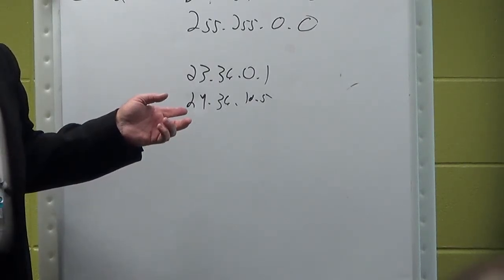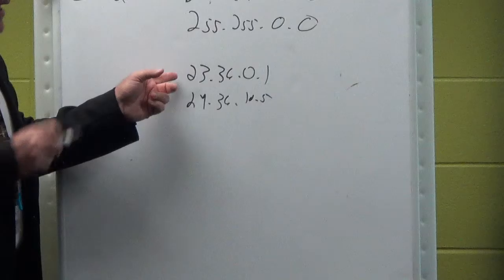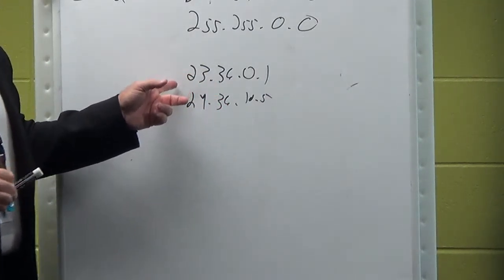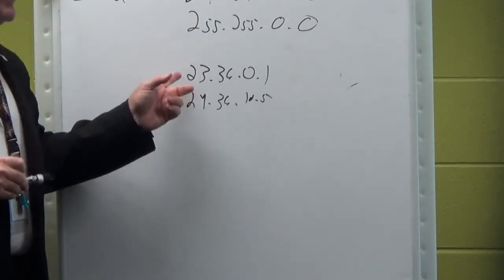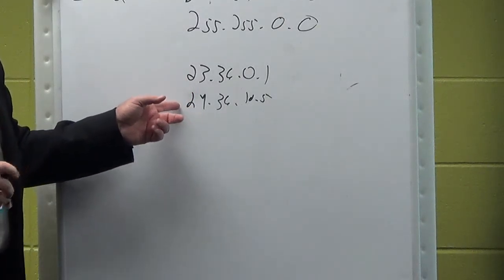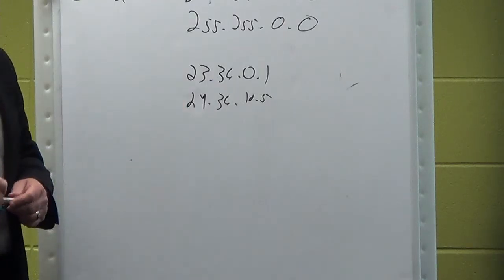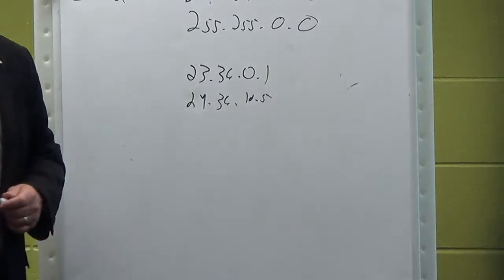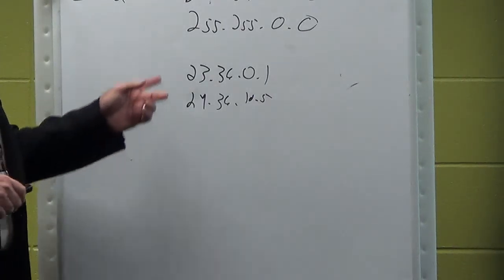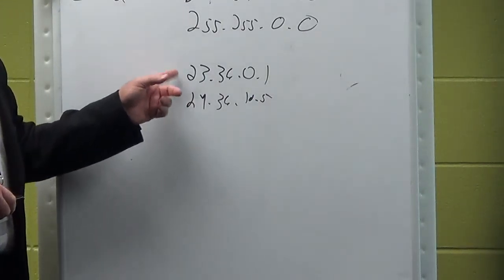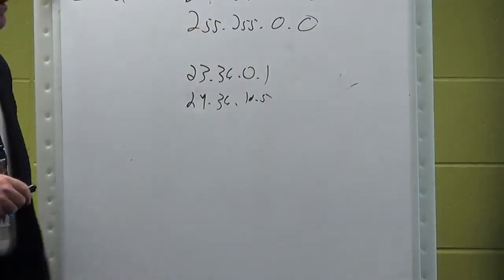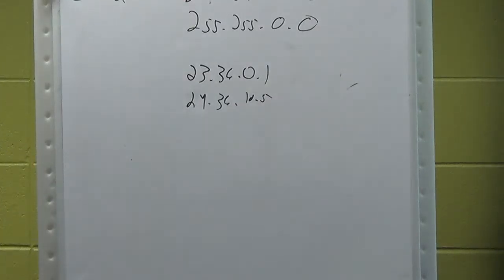HTTP thing. If, yes, the question was, if I wanted this device that's assigned an IP address of 23.36.0.1 to talk to a device with an address of 24.36.10.5, and if they both had the same subnet mask of 255.255.0.0, what is necessary for these two devices to talk? Gabe, one more time. What has to be in between them? A router. They're on different networks. They have to have a router in between them. Everybody understand that?